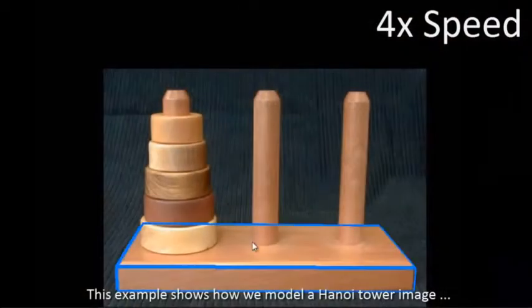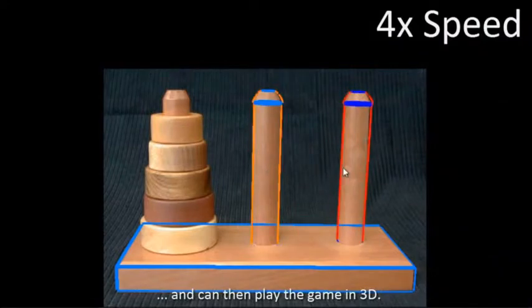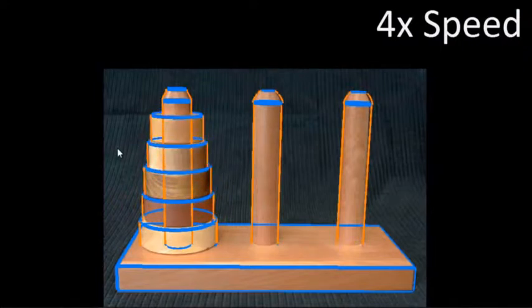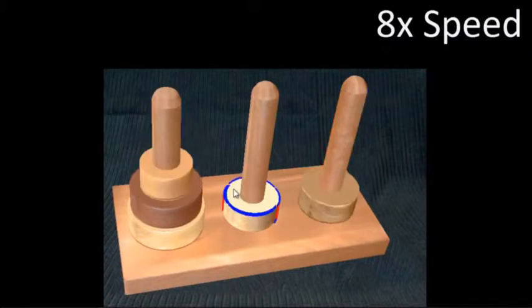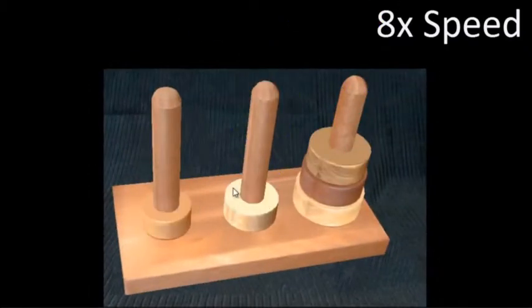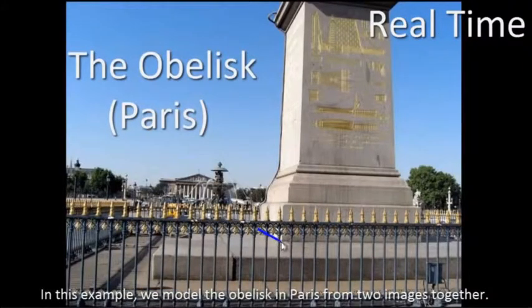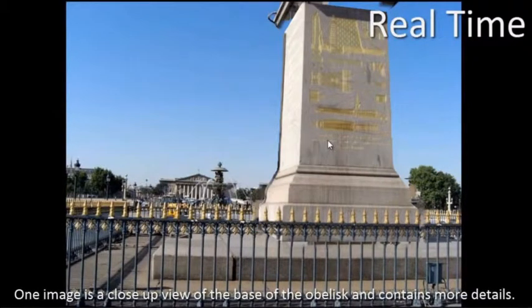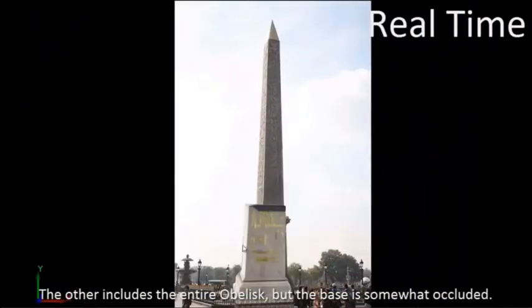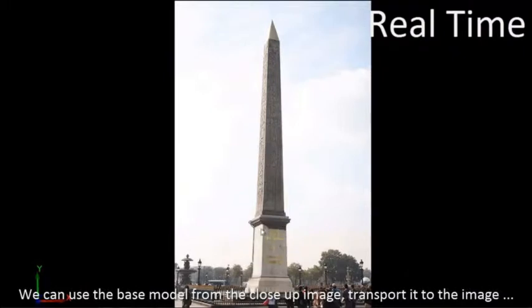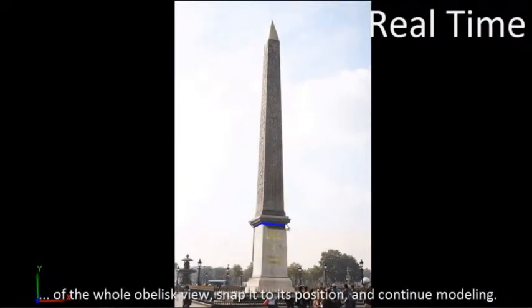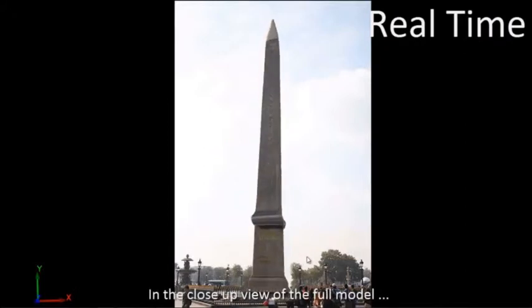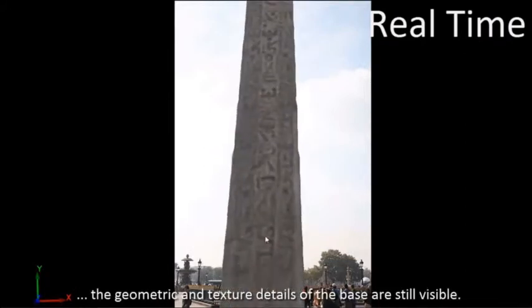This example shows how we model a Hanoi Tower image and can then play the game in 3D. In this example, we model the obelisk in Paris from two images together. One image is a close-up view of the base of the obelisk and contains more details. The other includes the entire obelisk, but the base is somewhat occluded. We can use the base model from the close-up image, transport it to the image of the whole obelisk view, snap it to its position, and continue modeling. The texture of the base part is blended into the second image. In the close-up view of the full model, the geometric and texture details of the base are still visible.